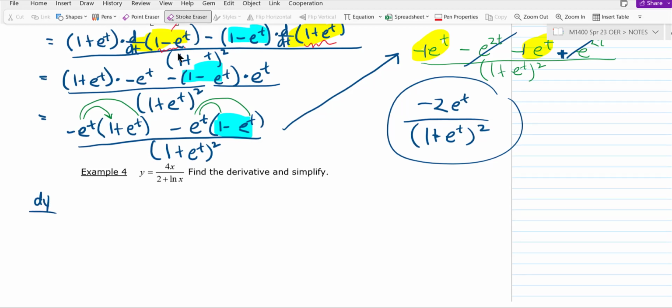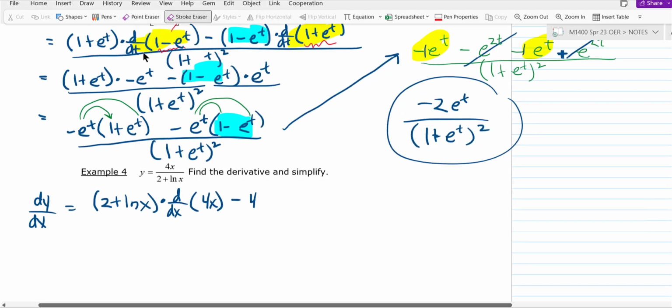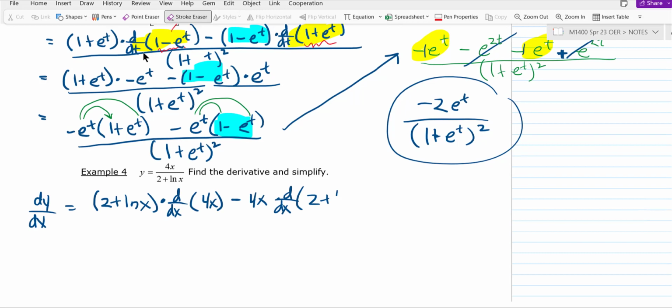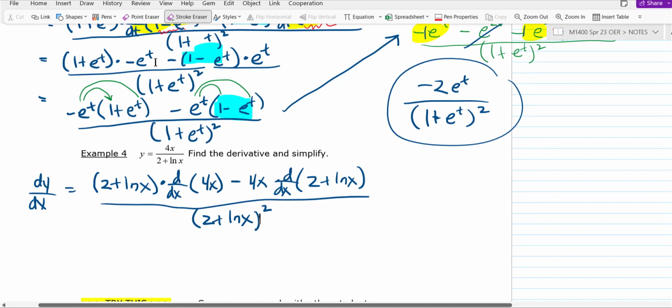So this time I'm just going to set it up in the quotient rule. I'm not going to write down the quotient rule. You just write down the bottom, then you multiply by the derivative of the top, which you could do in your head and save this step if you want to, minus the top times the derivative of the bottom, and then a big fraction bar all over 2 plus ln x to the second. Remember I said a couple of times, you always leave that denominator alone, okay?